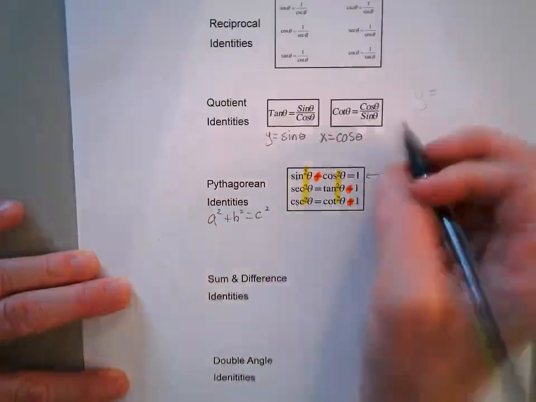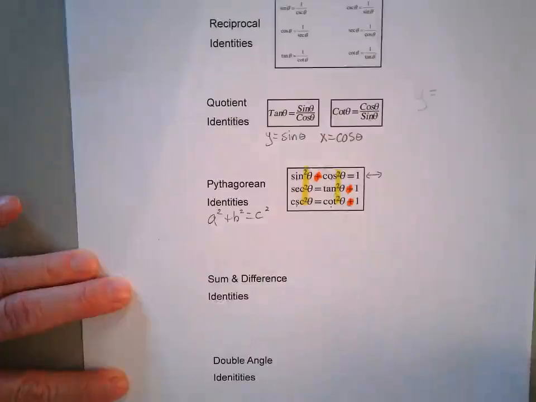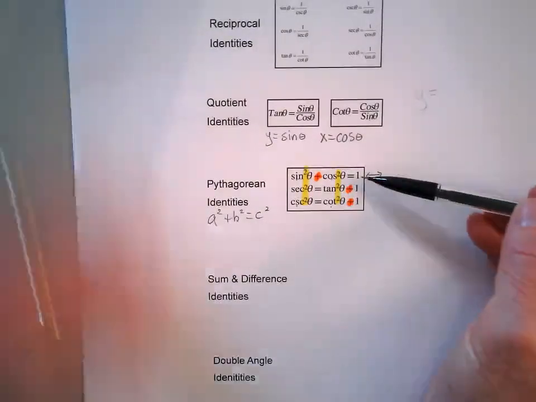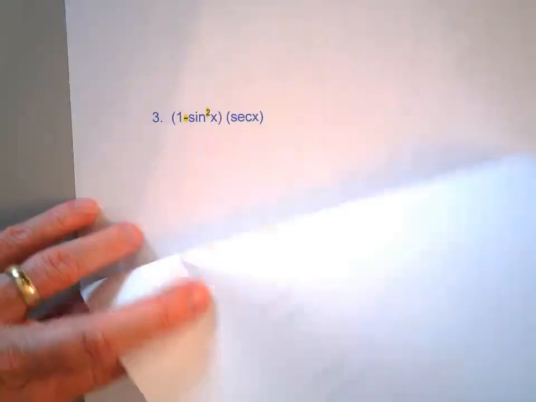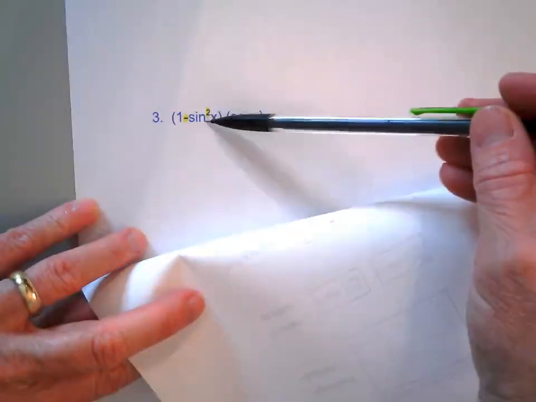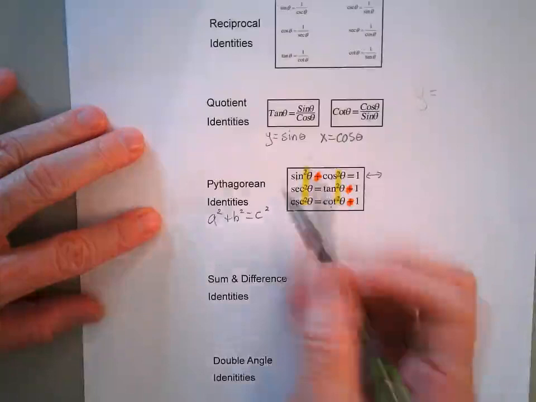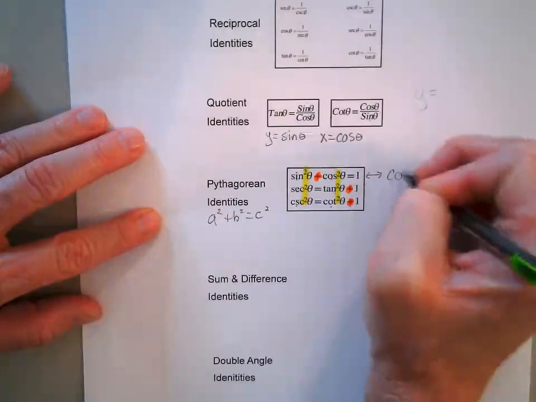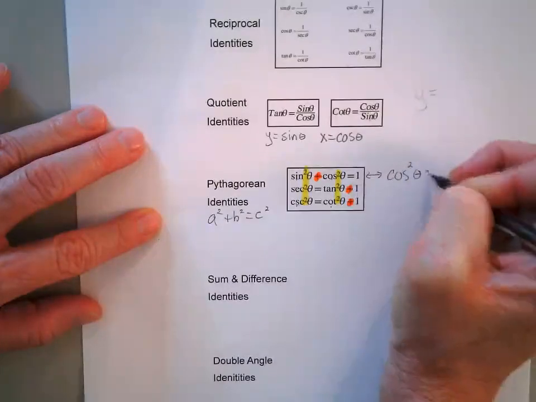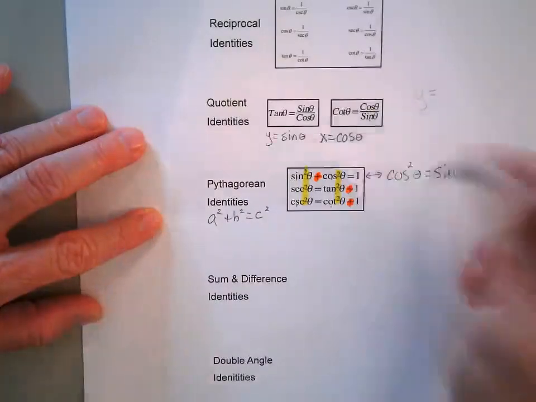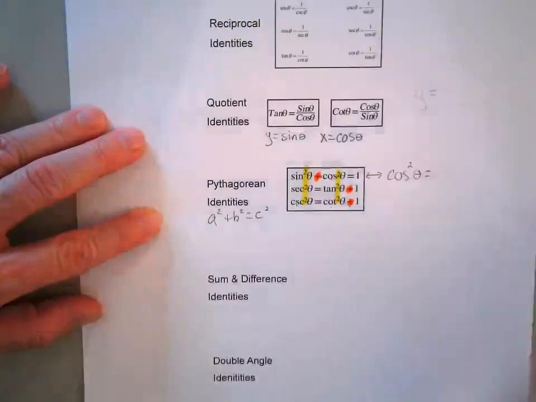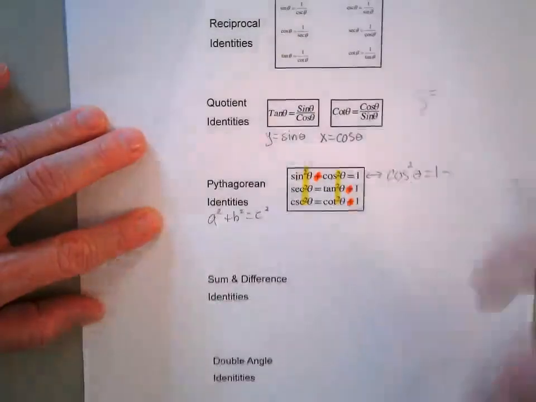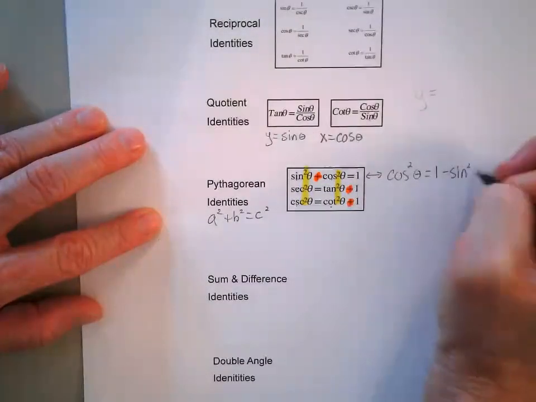And so you are allowed to algebraically rearrange these. If we were to subtract, hang on just a second, you need a negative sign. So you're allowed to take this sine squared and subtract it to the other side so that cosine squared theta equals 1 minus sine squared theta.